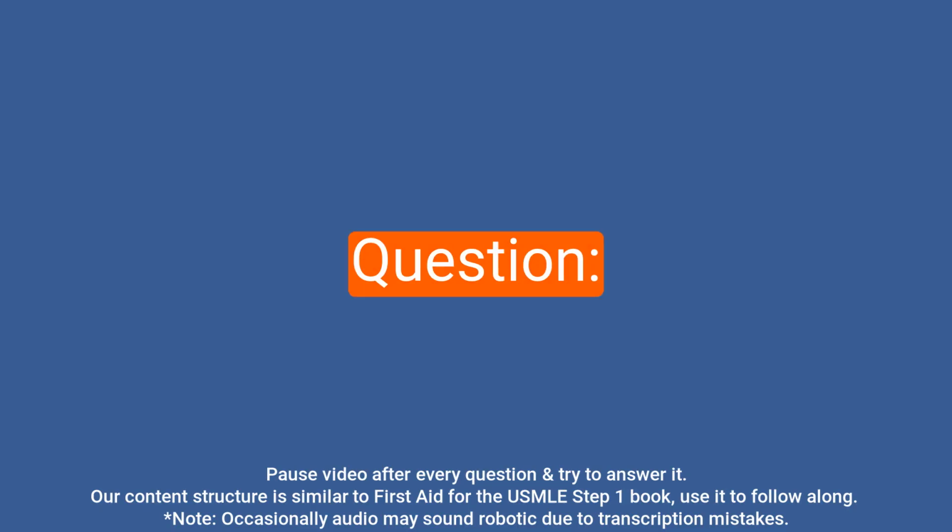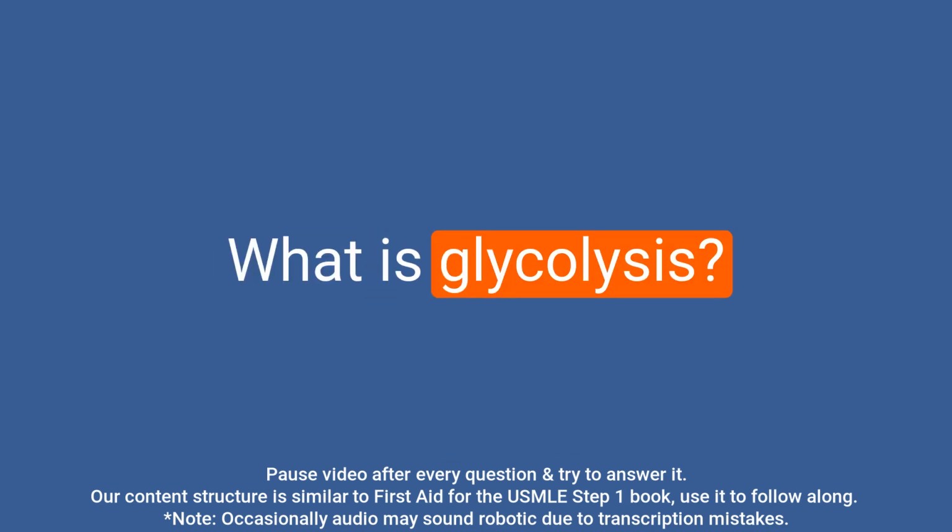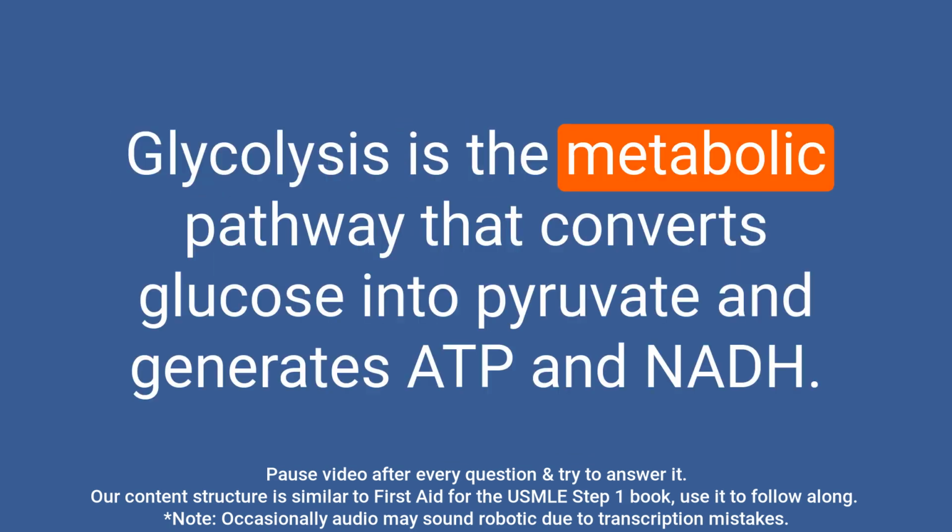This is USMLE QA, USMLE material presented in a question and answer format structured similar to the First Aid for the USMLE Step 1 book. Question: what is glycolysis? Answer: glycolysis is the metabolic pathway that converts glucose into pyruvate and generates ATP and NADH.